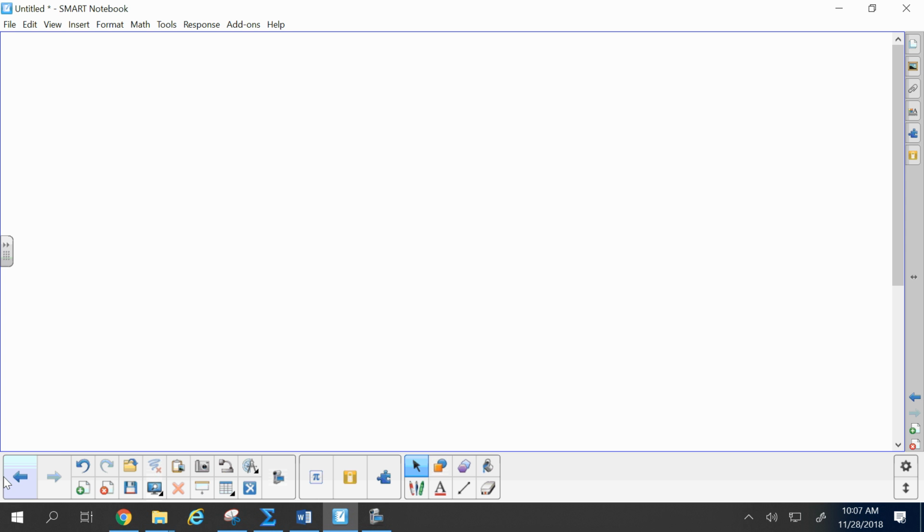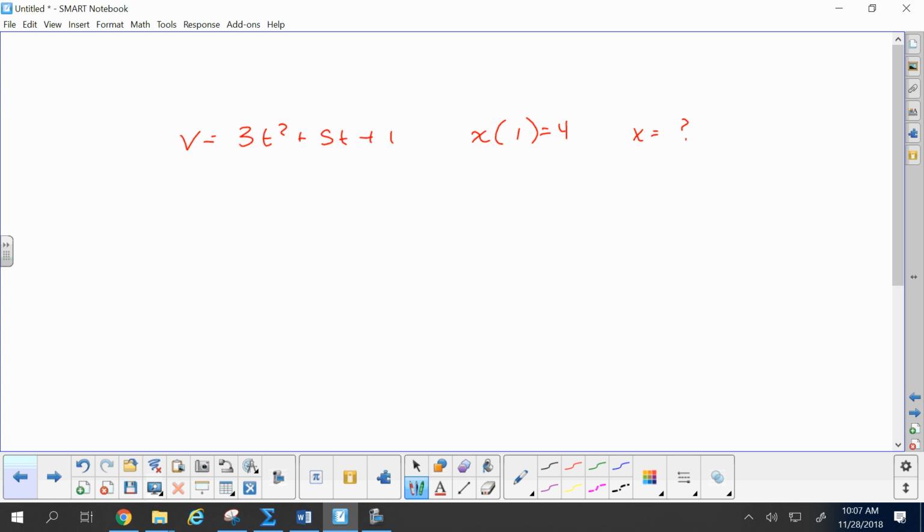So, yeah, no, I get you. So, if I told you that velocity is 3t squared plus 5t plus 1, and I told you the position at 1 is 4, what is position? You would integrate, like you said. x is the antiderivative of v, so you'd integrate 3t squared plus 5t plus 1, yeah?